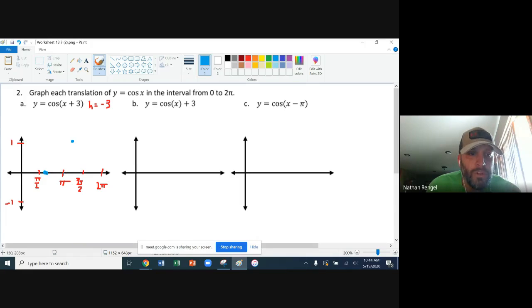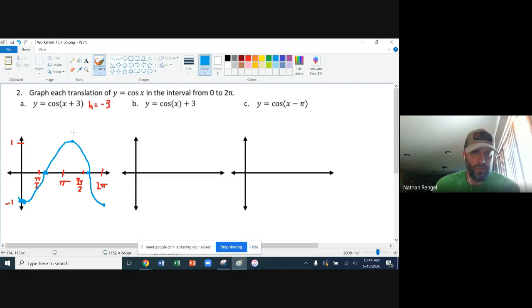Pi, which is 3.14, is going to shift 3 to the left. So remember at pi, it was down here, so we're going to shift that 3 to the left, which is going to be about right here. So here's kind of the start of my graph, shifted 3 to the left. And then we know that it's going to end up coming back to 0, and then it's going to finish now at the minimum. So there would be my cosine graph, shifted 3 units to the left.